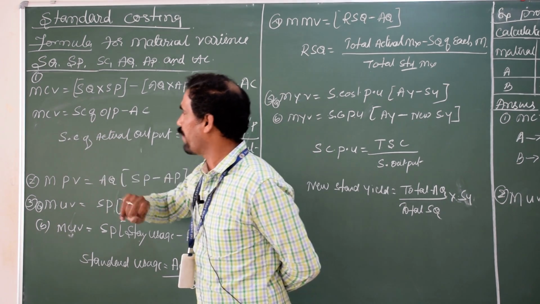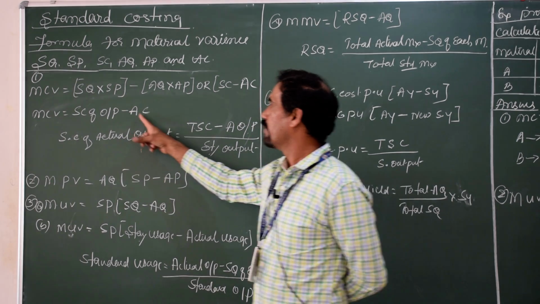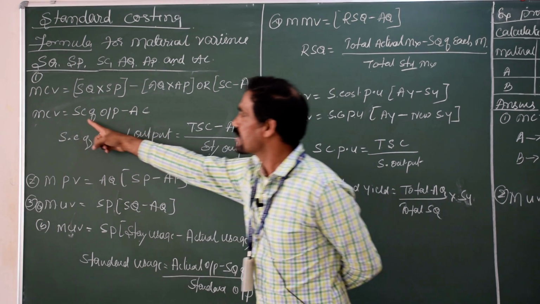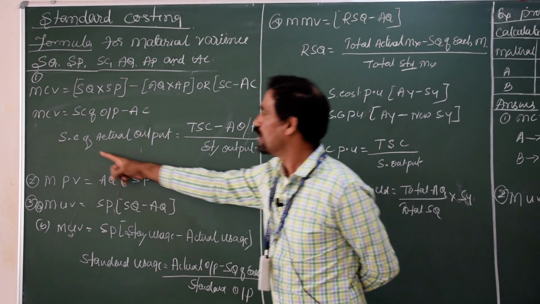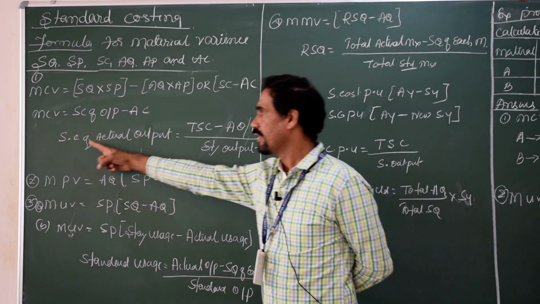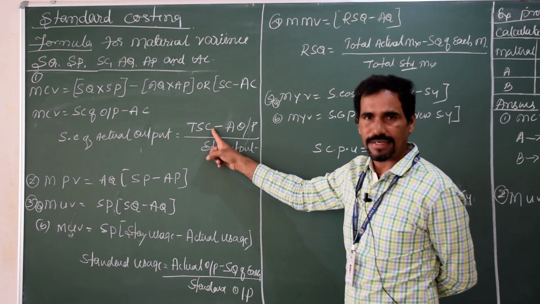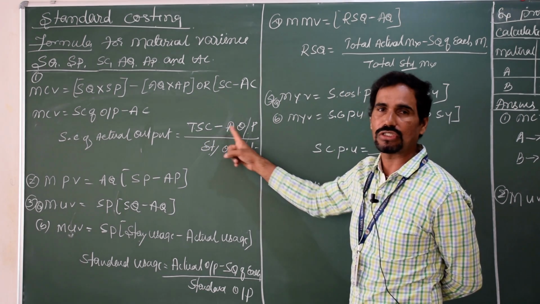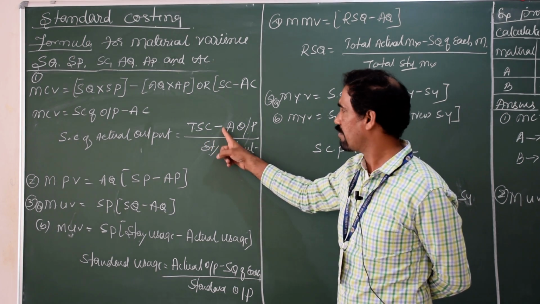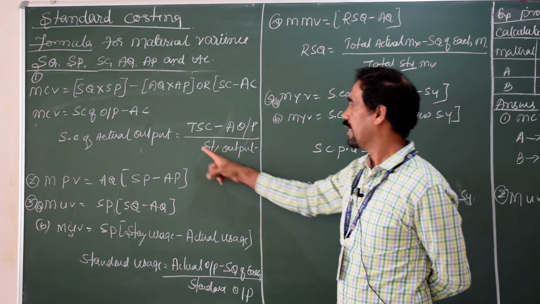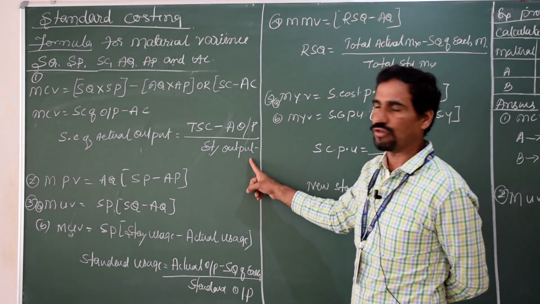Material cost variance in another formula: standard cost of actual output minus actual cost. So, how to find the standard cost? Standard cost of actual output equals total standard cost (TSC) into actual output, divided by standard output.